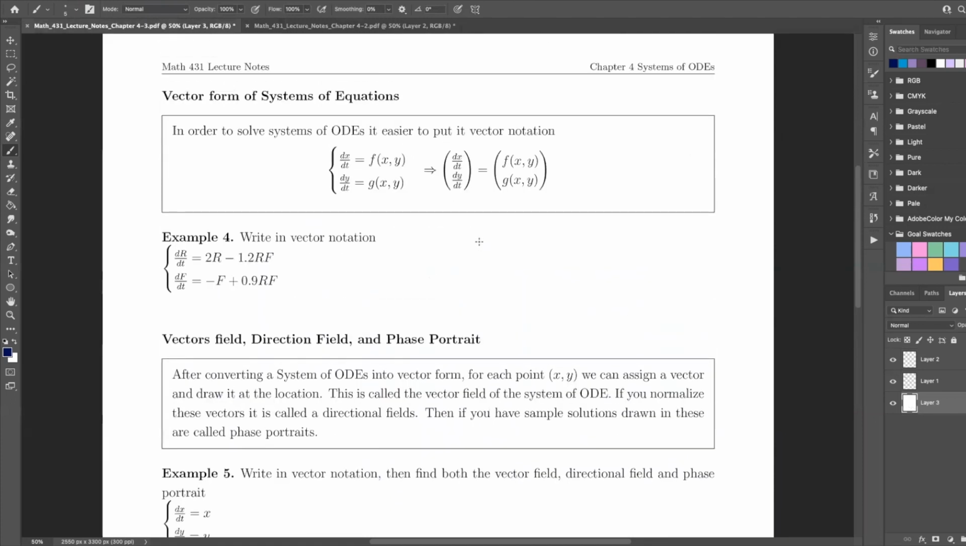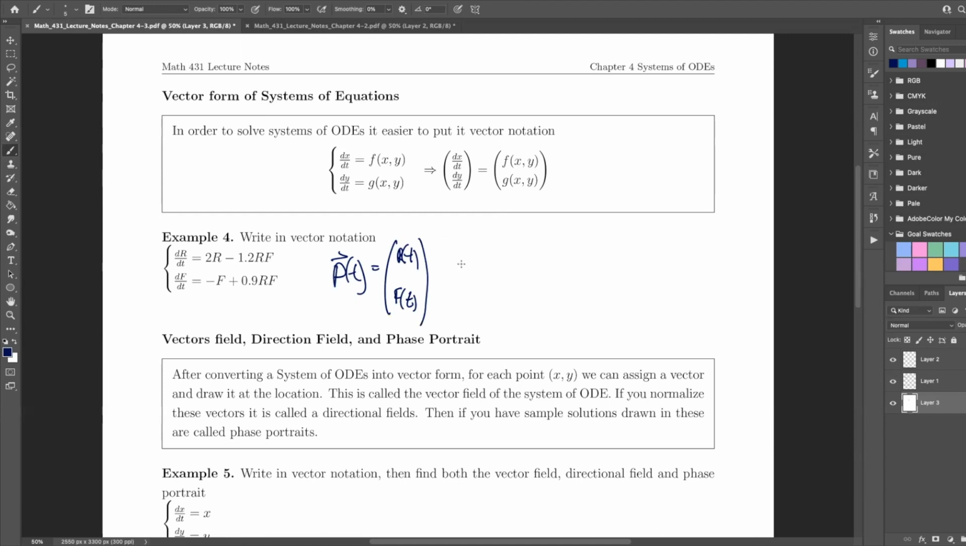All right, so let's start putting stuff into vector notation. In order to solve a system, we're going to put stuff into vector notation where we have a vector equal a vector. So I'm going to call this my population vector with respect to t, and the population vector with respect to t is going to be equal to r of t, f of t.